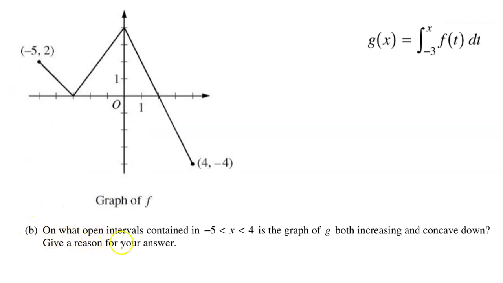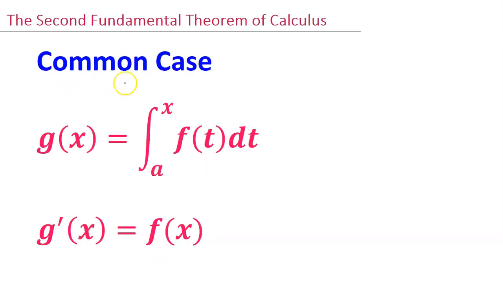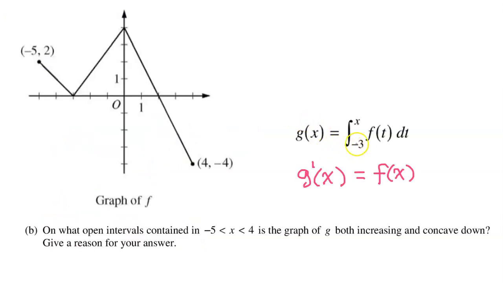Part B. On what open intervals contained in the interval between -5 and 4 is the graph of g both increasing and concave down? Give a reason for your answer. For this problem, we will use the common case of the second fundamental theorem of calculus. The common case is where you have an integral defined function where the lower limit is a constant and the upper limit is just x. In that case, g prime will equal f of x. This integral defined function does fit the common case, so g prime equals f of x.